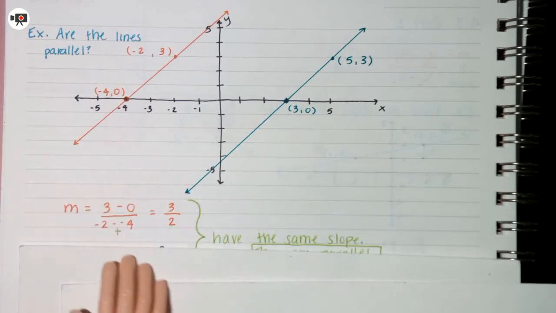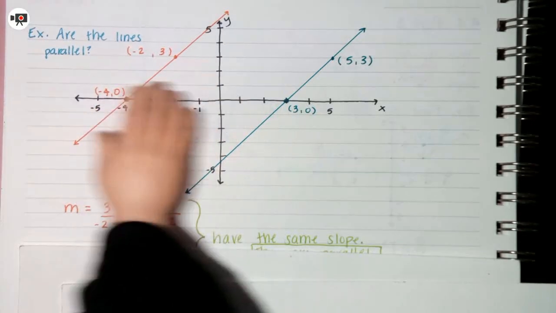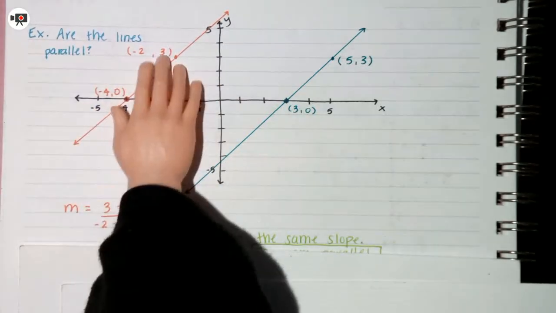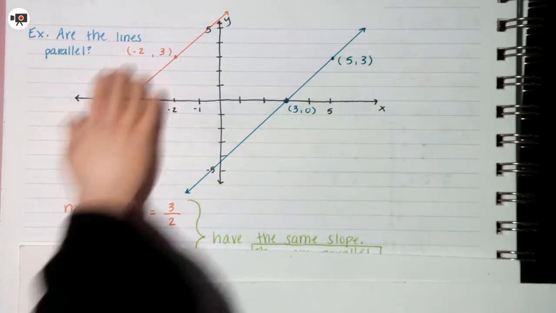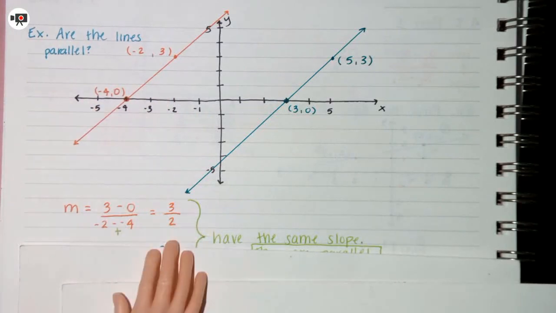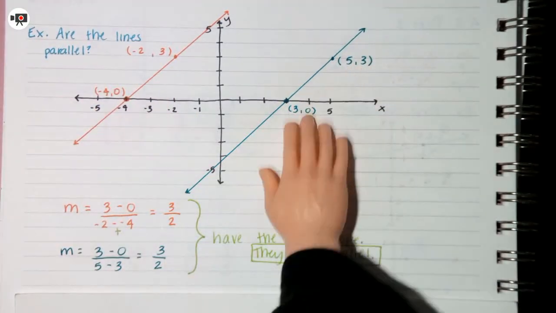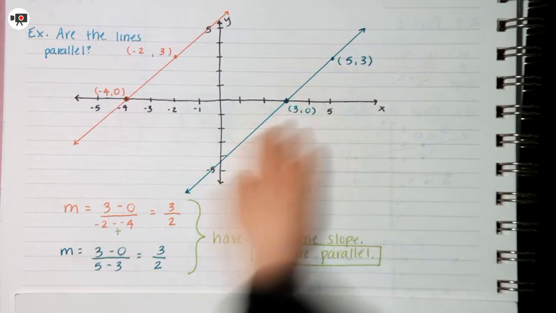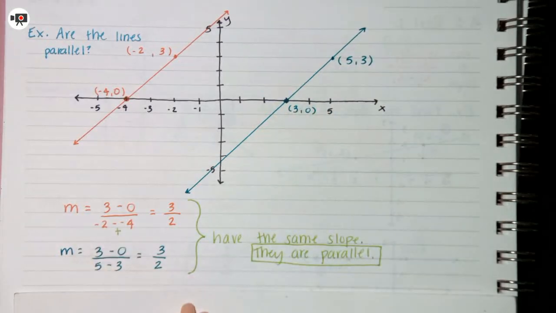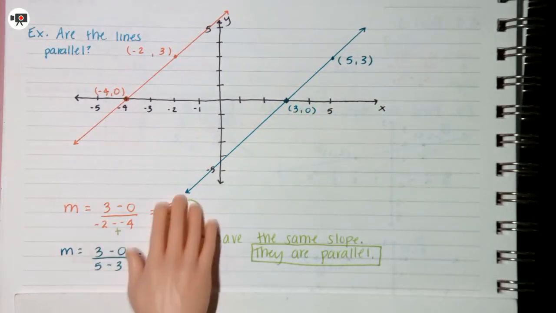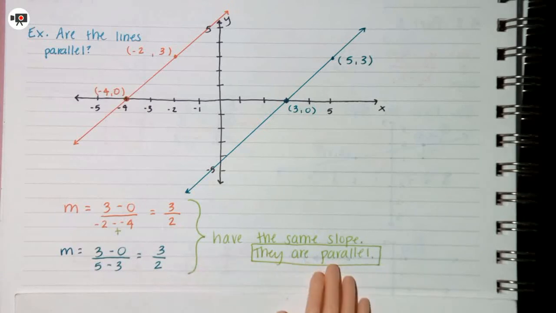So of my orange line, this is point 1, point 2, so y2 minus y1 over x2 minus x1 is 3 over 2. From my teal line, y2 minus y1 over x2 minus x1 is 3 over 2. So both have a slope of 3 over 2. They have the same slope, and they therefore are parallel.